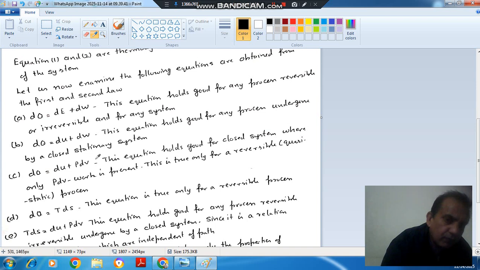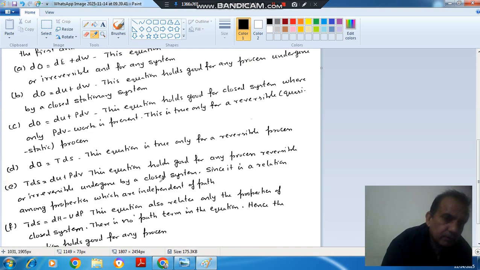If one term is there, PdV or TdS, then we can say that it is for a reversible process, because dW is equal to PdV for a reversible process and dQ is equal to TdS is for a reversible process. So that is valid only for a reversible process and closed system. Now dQ is equal to TdS, this equation is true only for a reversible process, whether it is a closed system or open system.